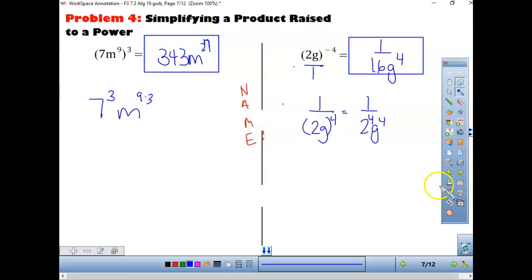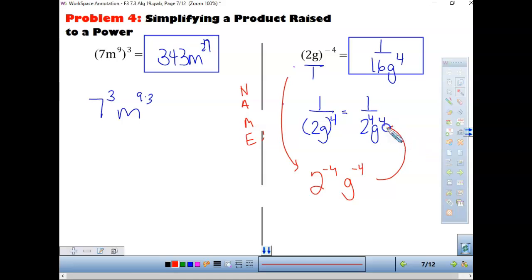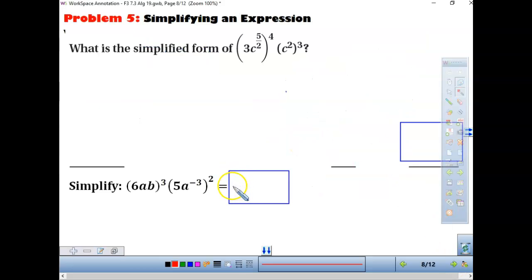Again, if you need to pause the video or replay something to have it make a little more sense to you, I do want you to be aware that sometimes people will do this one this way. They'll do 2 to the negative 4 and g to the negative 4, and then they'll rewrite it like this to get your final answer here. So both ways are going to work. There's more than one way to do these problems.